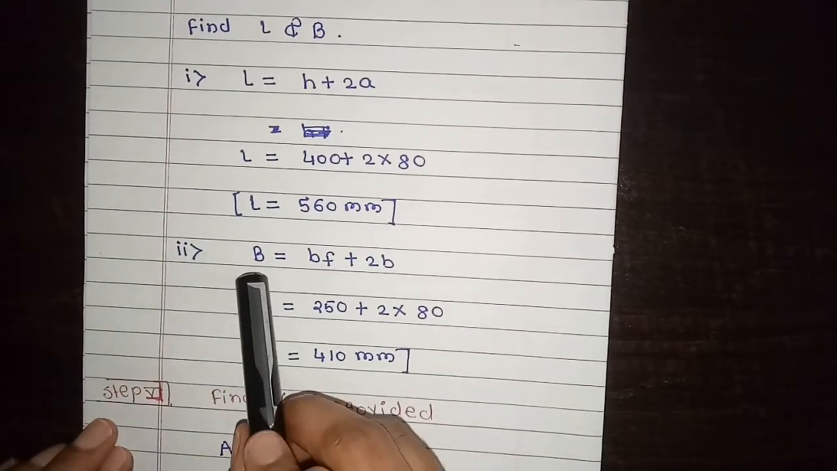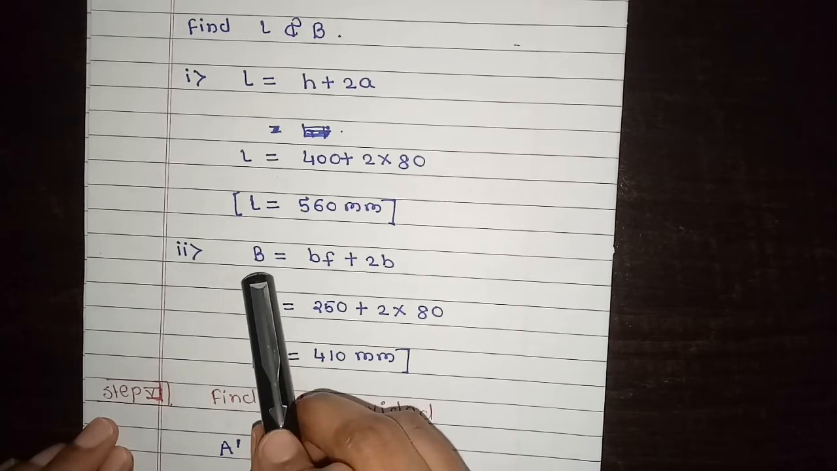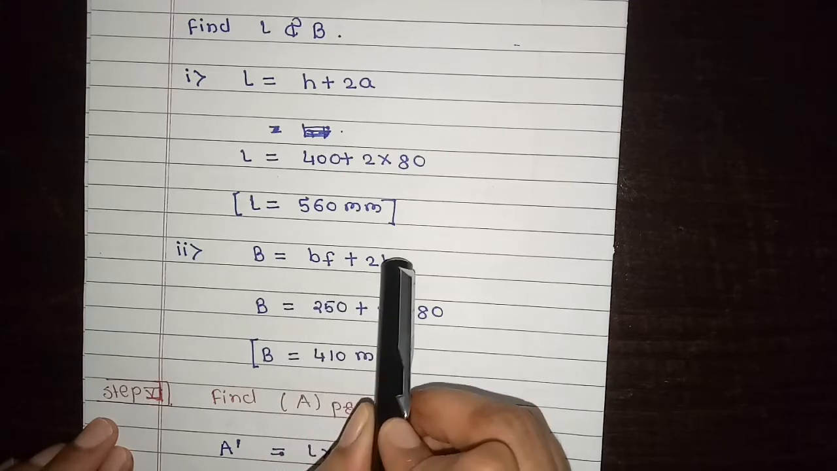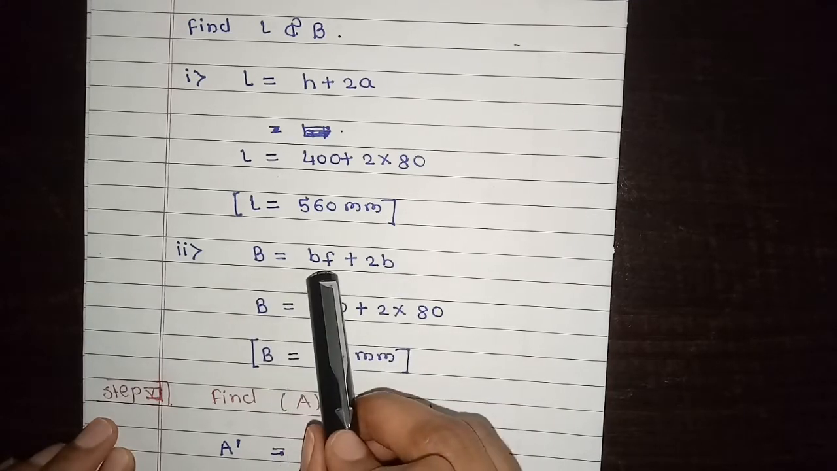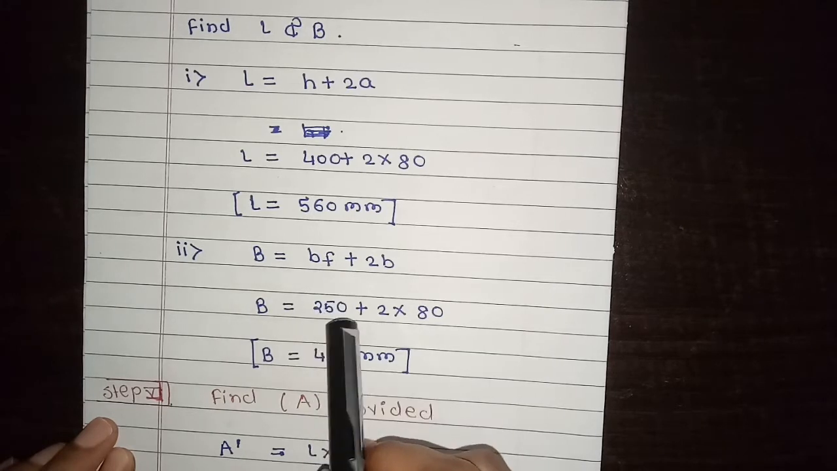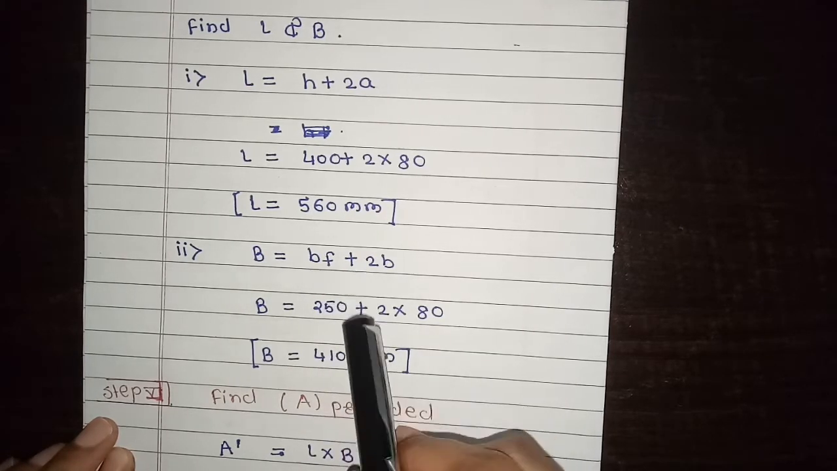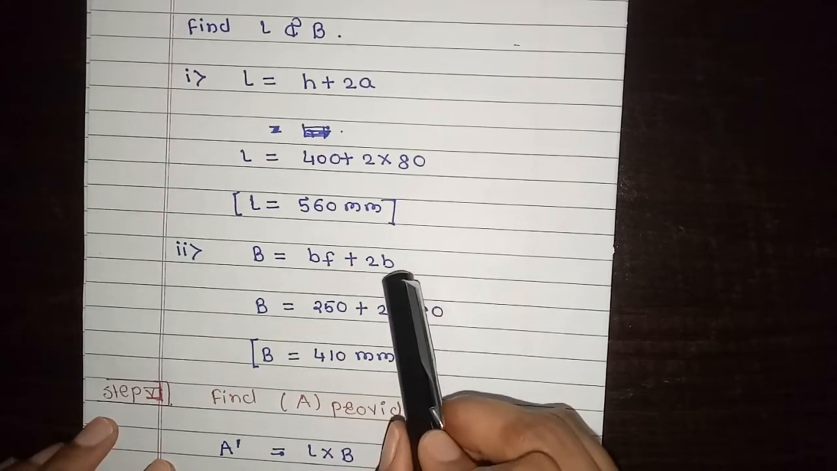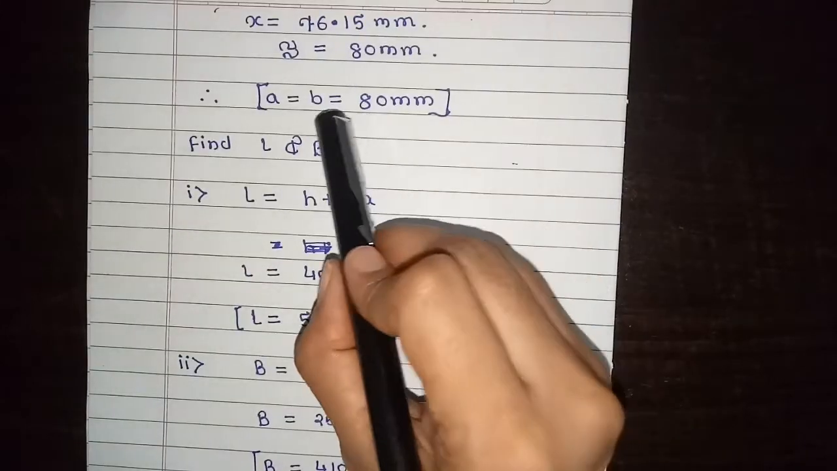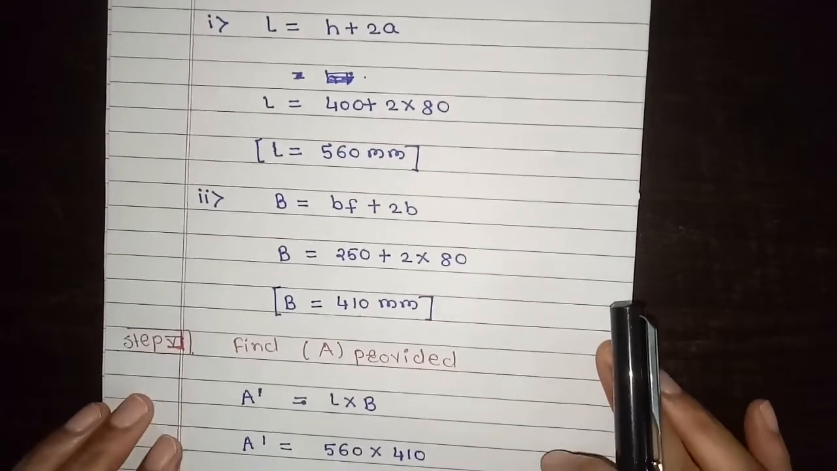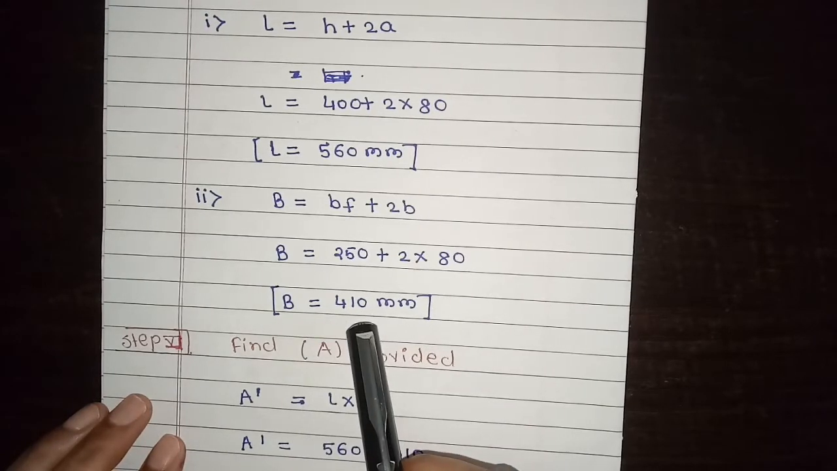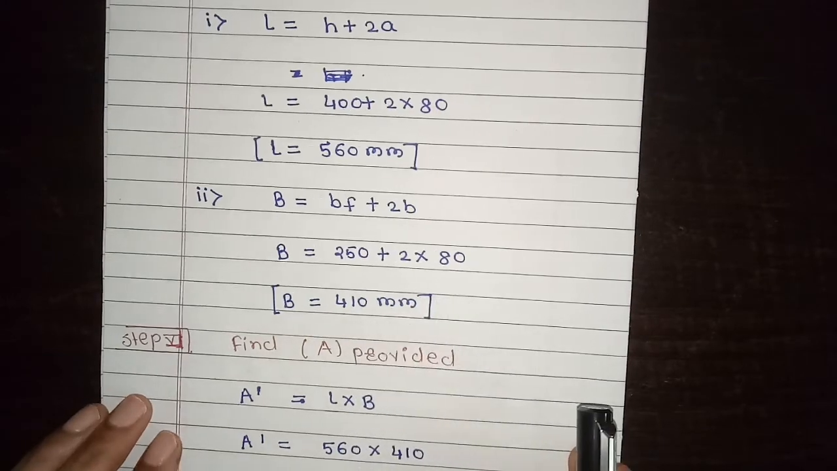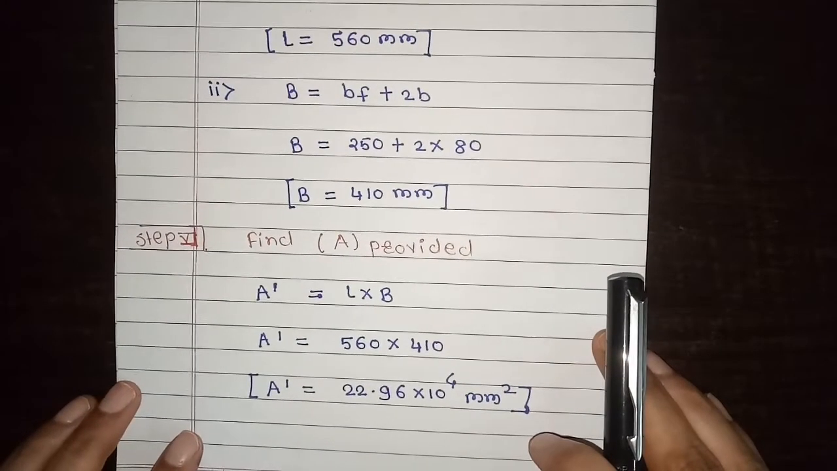Second, width of base plate. So width of base plate is given by the formula B is equal to BF plus 2B. What is the value of BF? 250 as per step second, plus 2 into small b, 2 into 80 mm. Small b is 80. Then we get B is equal to 410 mm.